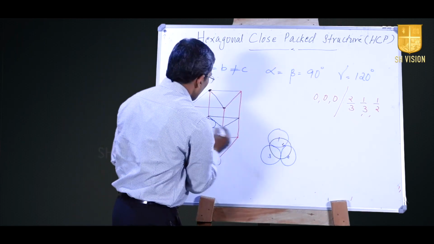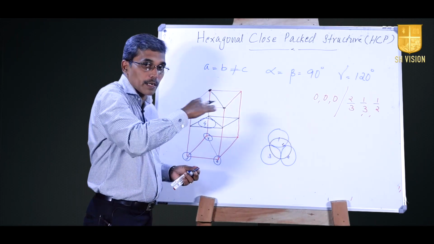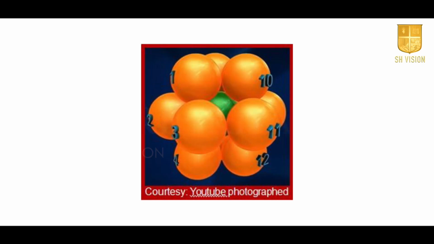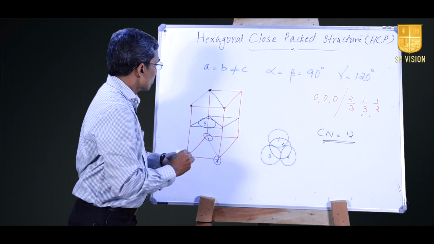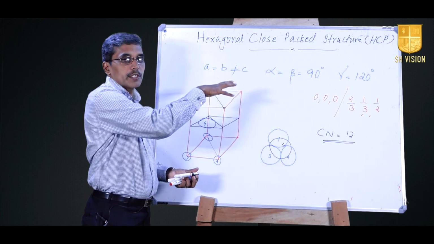This particular atom in the center, because all these are hexagonally close packed 2-dimensional layers, will have 6 contact points or 6 immediate neighbors in the same layer, 3 from the lower layer and 3 from the upper layer. Therefore, the coordination number is 12, and the same is the case with any atom, because each lattice point is identical.